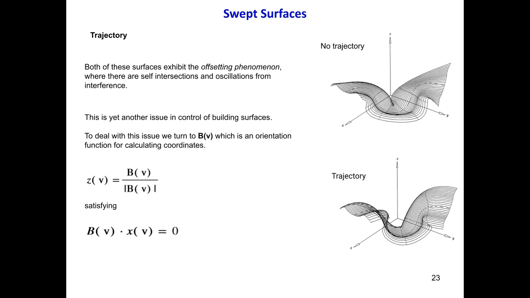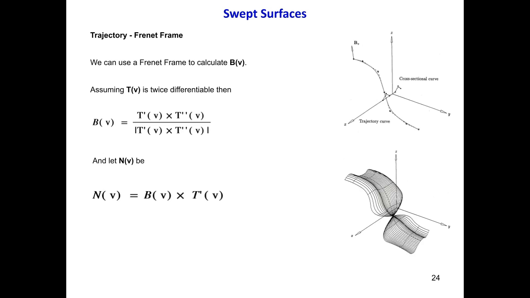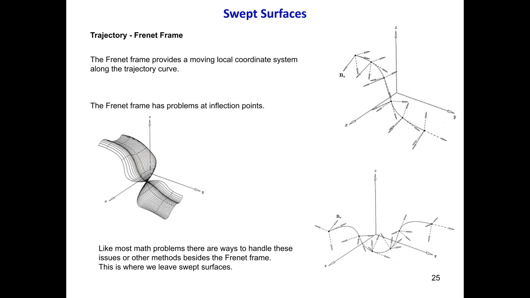To deal with this, we turn to this B vector that I didn't really talk about, which is an orientation function for calculating coordinates, as we can see. Now we are calculating our Z coordinate based on this B vector. We can use a Frenet frame to calculate B, so our B vector, assuming our trajectory is twice differentiable. And we also end up with this N term when doing this. And a Frenet frame introduces another local coordinate system that moves along the trajectory curve.